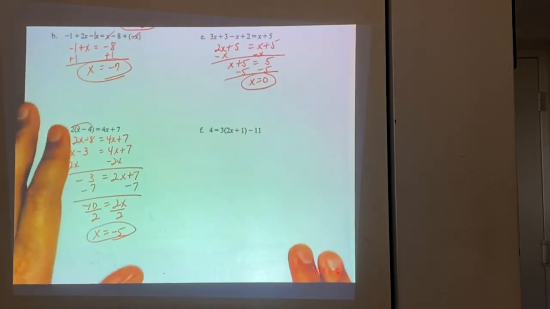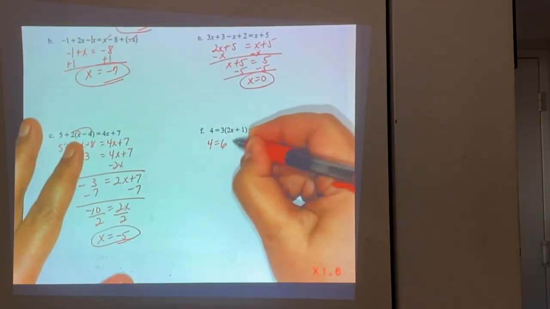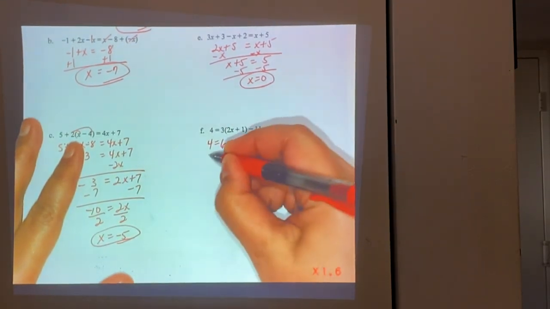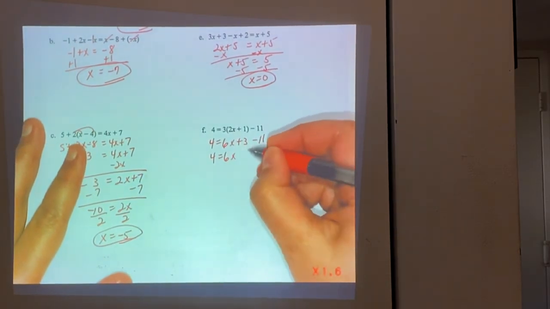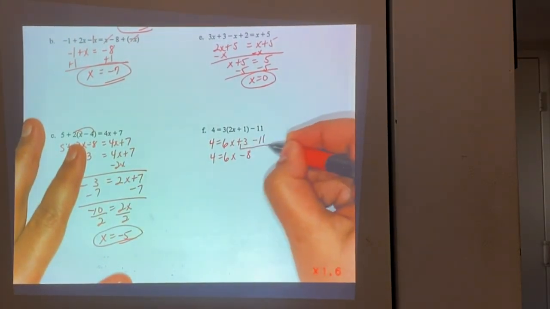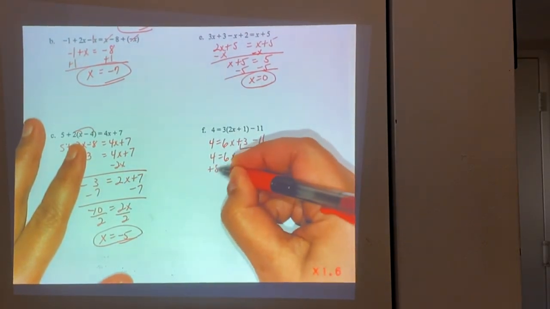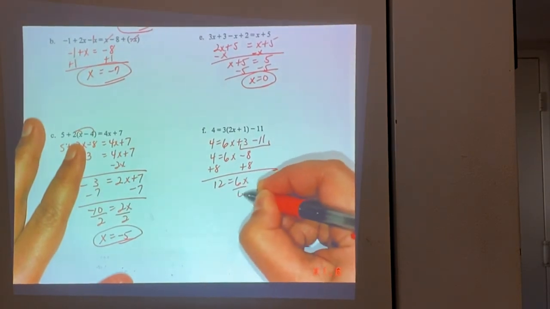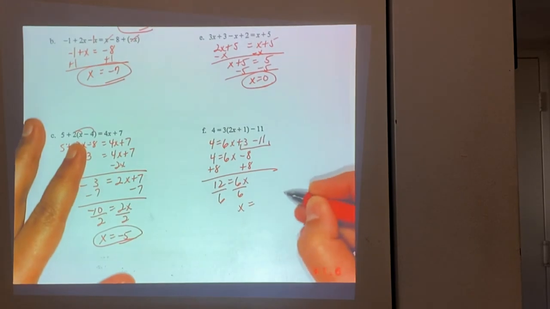We have to distribute the 3. 3(x + 3) minus 11, and then 4 equals 6x minus 8, because these two together are minus 8. We're going to add 8 to both sides. 12 equals 6x, divided by 6. x equals 2.